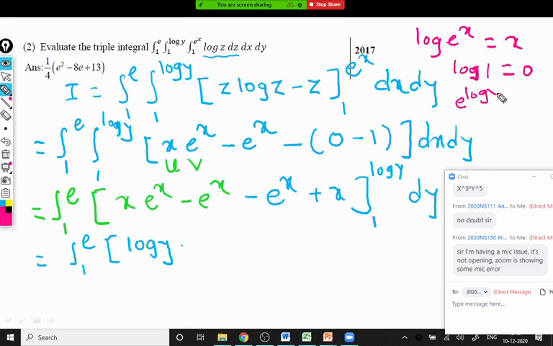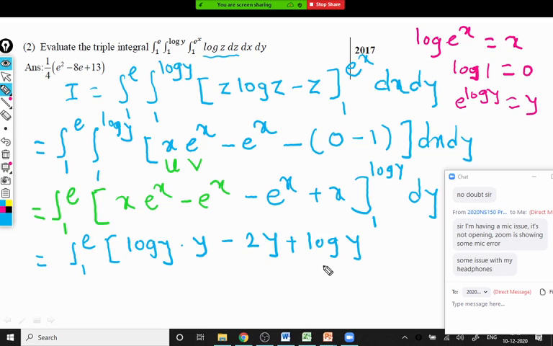e raised to log y is y, correct. So we can write it directly: y minus y, minus 2y, plus y log y. Good. So that is about the upper limit.